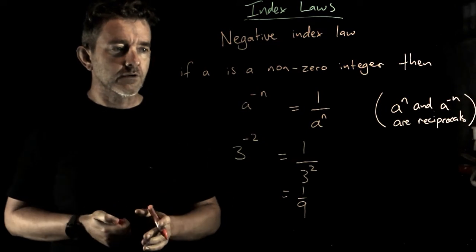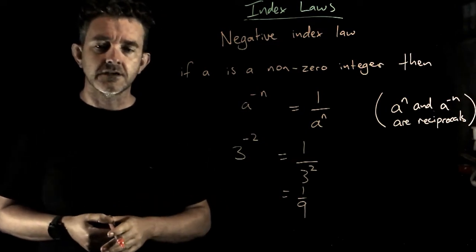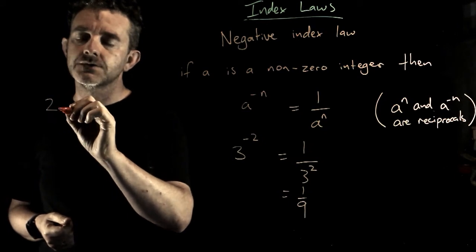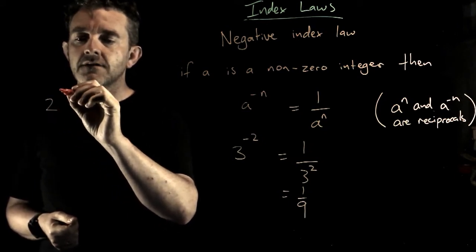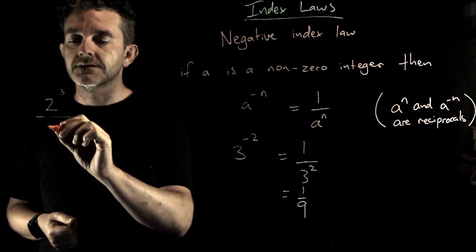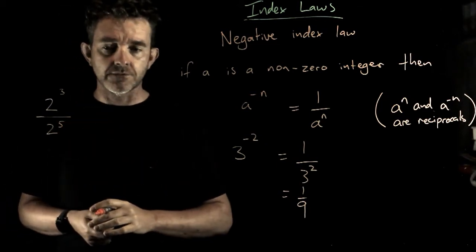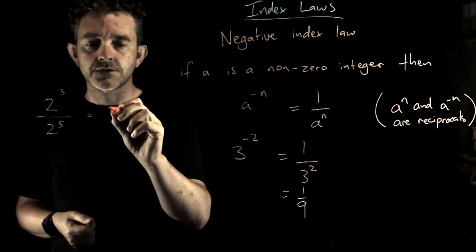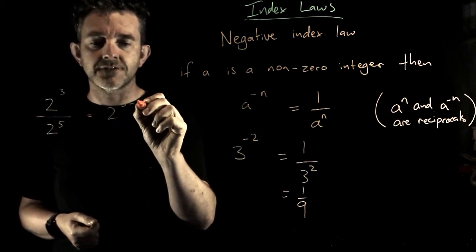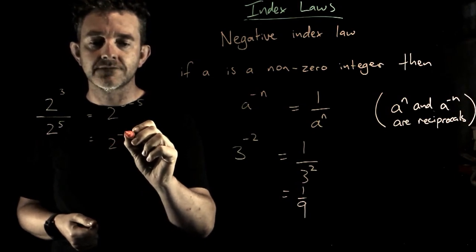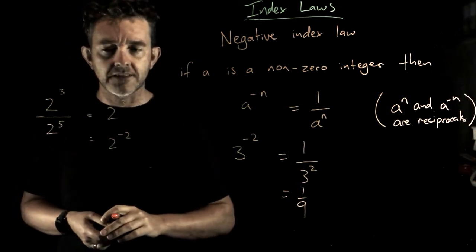So why does that work? Well, we could go through an example here. What if I had, let's say, 2 to the power of 3 divided by 2 to the power of 5? Now you know from your other index laws that that would equal 2 to the power of 3 take 5, which is equal to 2 to the power of negative 2. So I've got a negative power there.